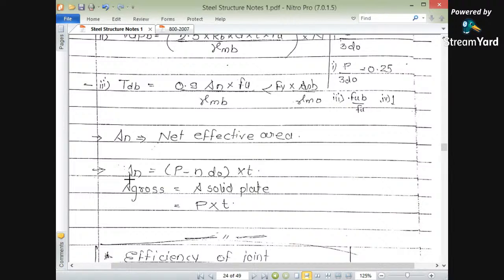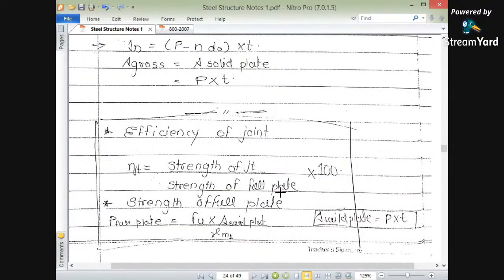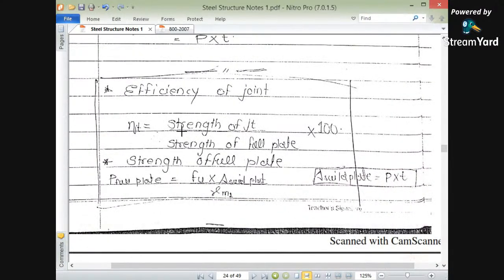How to find the gross area? The gross area is the gross area of the plate, that is the pitch value into thickness. So the formulas are: net effective area of the plate is (P minus n d_0) into t, and gross area of the solid plate is P into t. How to find the efficiency of the joint? Efficiency of joint is the strength of joint divided by the strength of the full plate, multiplied by 100.